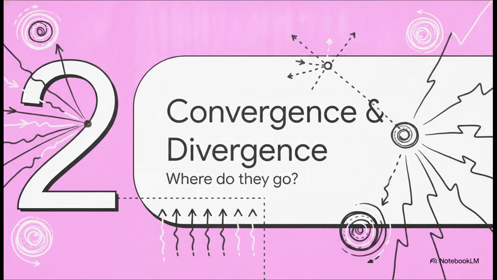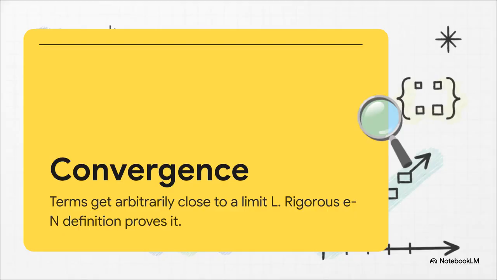Moving right along to section 2, convergence and divergence. So now that we understand how a sequence actually grows, we have to ask the ultimate question. What happens as this thing marches off toward infinity? Let's start with convergence. Intuitively, a sequence converges if its terms get arbitrarily close to a specific, finite destination. We call that destination the limit, or L.